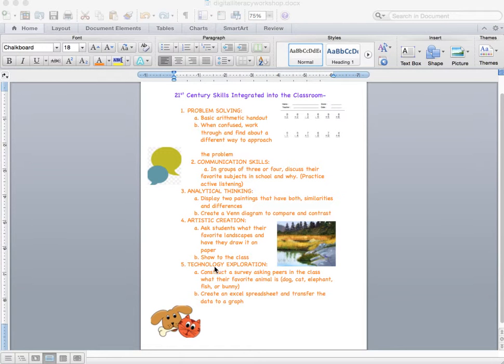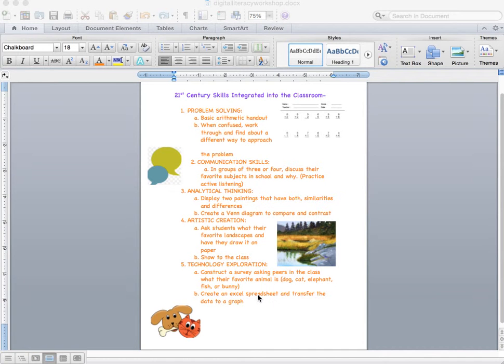For technology exploration, I would ask my students to construct a survey asking their peers in the class what their favorite animal is, the example I have here now, but it could be anything, what their favorite subject is, what their favorite color is, and the list can go on. And these are just examples of some animals that they could ask about.